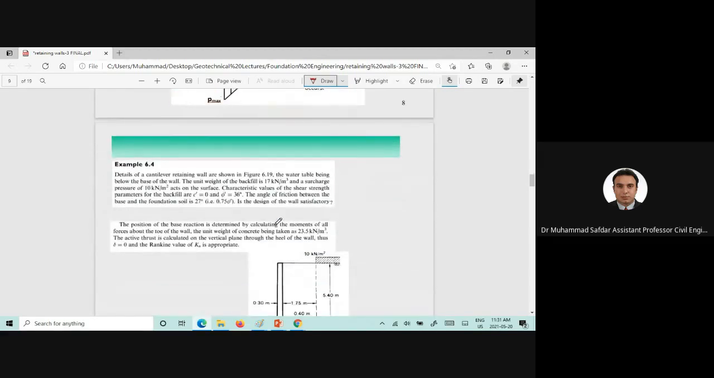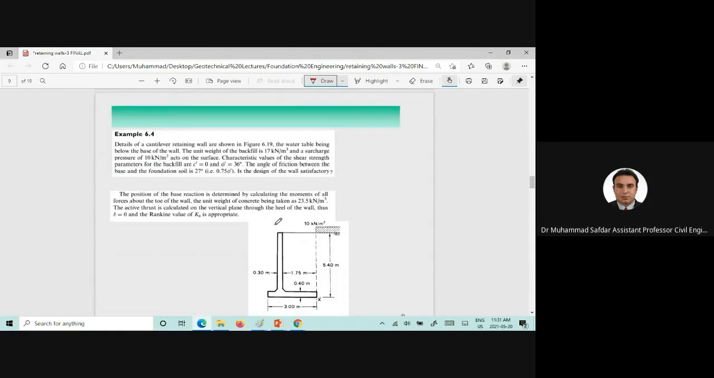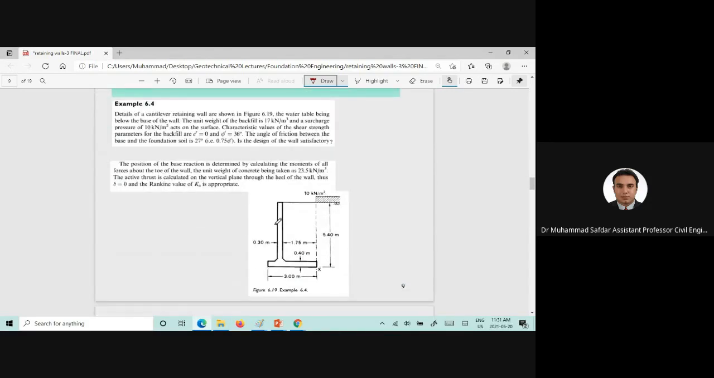Now we will solve two examples to understand and learn about the design of these retaining walls. So this is the example where a retaining wall is given, and the surcharge pressure is applied here. We can take this part as the backfill, which acts downwards, adding to the stability of the retaining wall.